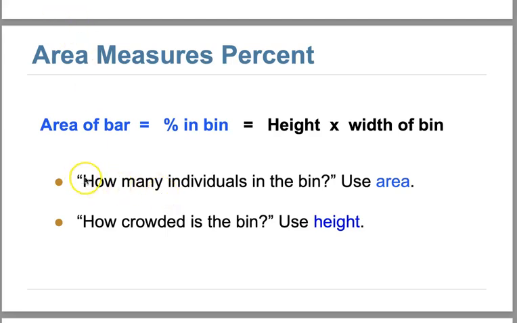So for this one we ask how many individuals are in the bin. Using the area is not a direct value; the area is actually the percentage of the bin. So to get the individual count, you multiply the area percentage by the total number of individuals, and we can get the count for each bin. But how crowded is the bin? Definitely that's the height.